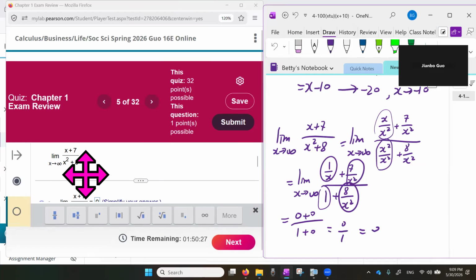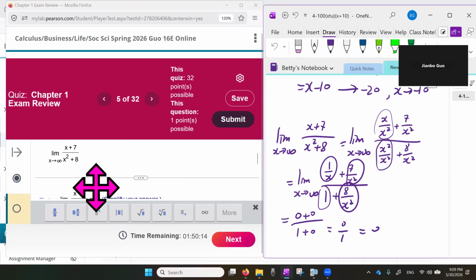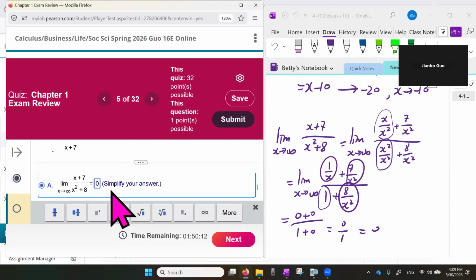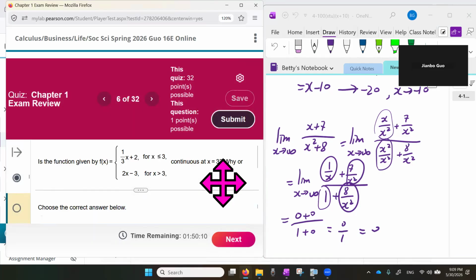A faster way is to observe the degree of the numerator and the denominator. If the denominator has higher degree, then the function approaches 0 when x approaches infinity. Okay? Let me double check the entry. Yeah. Next. Question number 6.